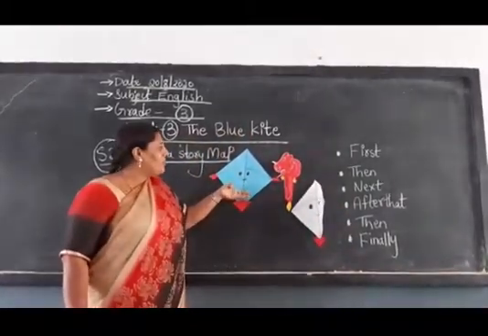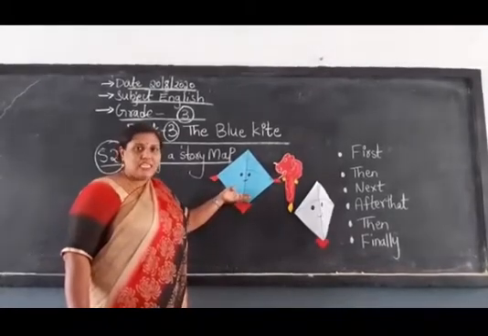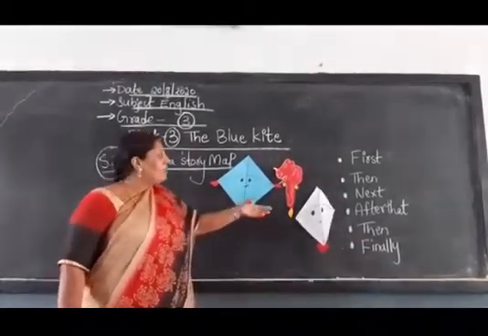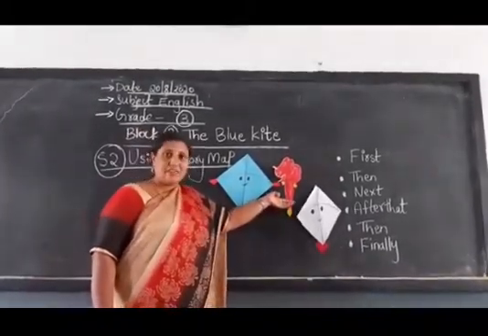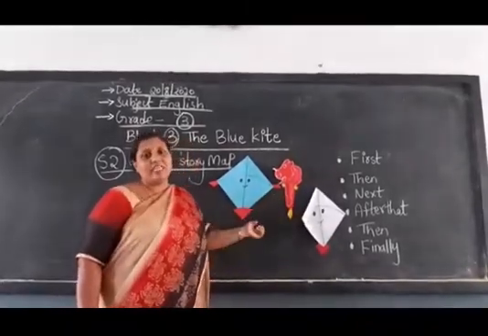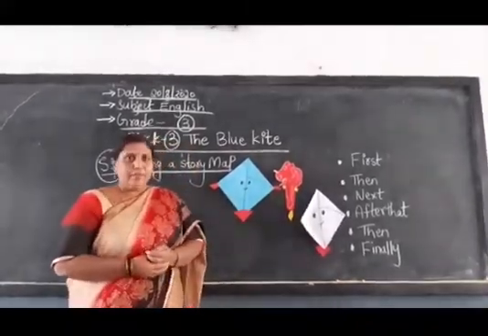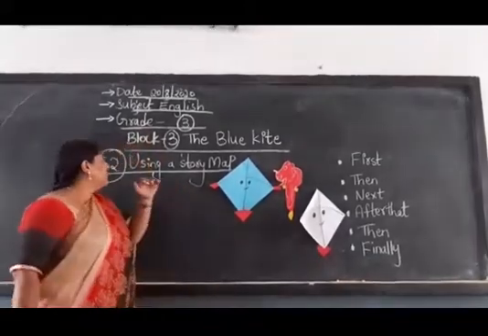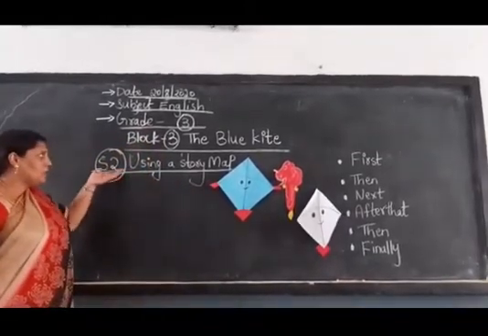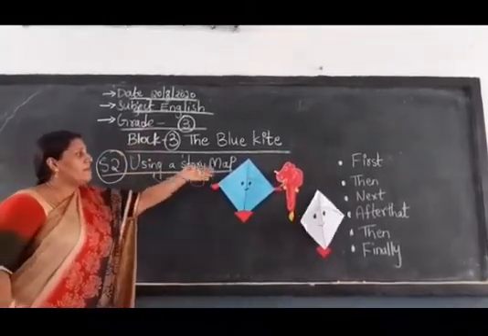Who is this blue kite? What is the name of this blue kite? She is Zippy. And what is this kite? He is a dragon kite. Yes, this we studied in S1. Now today our topic is S2, using a story map.